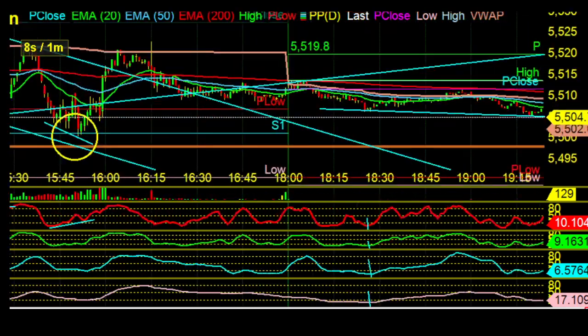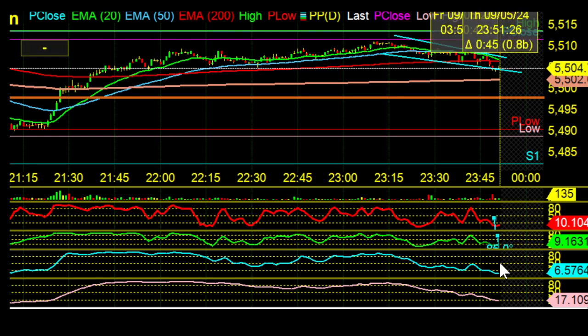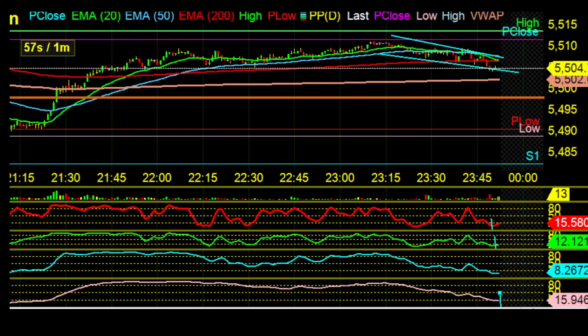I'm sending this out into the internet. Actually, I'm looking for a bounce here soon too, because we just got a quad rotation coil here. So we'll see what happens tomorrow as we just enter that.